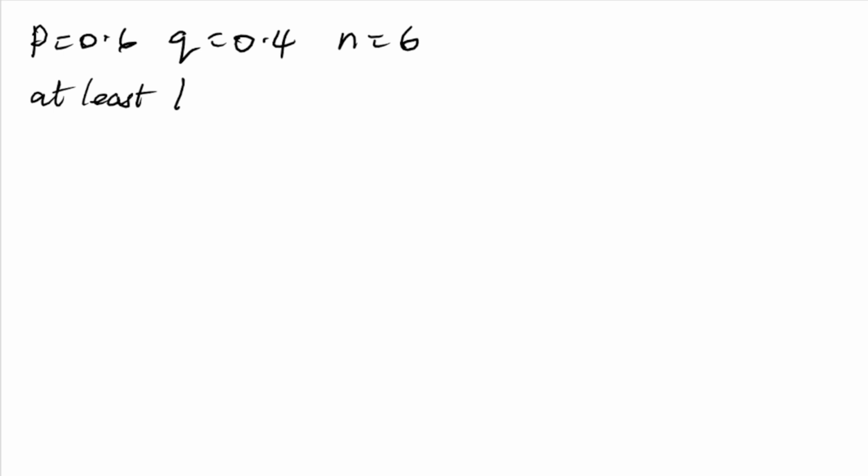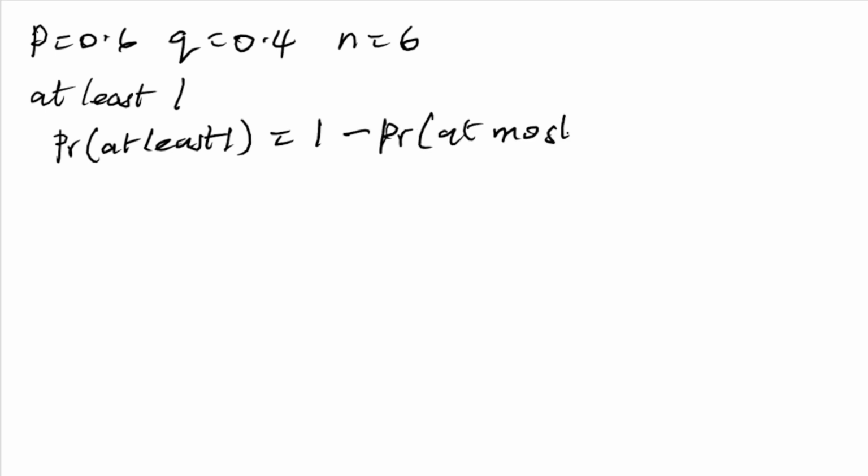And that's a very, very long process to go. Imagine you're doing a CBT exam, you will definitely be wasting your time. But there is a simpler method in solving this. And at least one means that we can say this should be 1 minus probability of at most 0. As I've stated before, the probability of at least 1 can be equal to 1 minus probability of at most 0. I hope you understand.